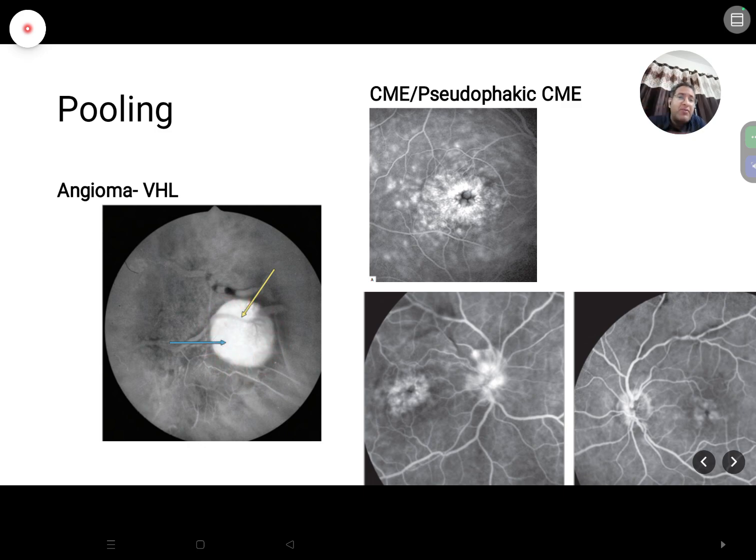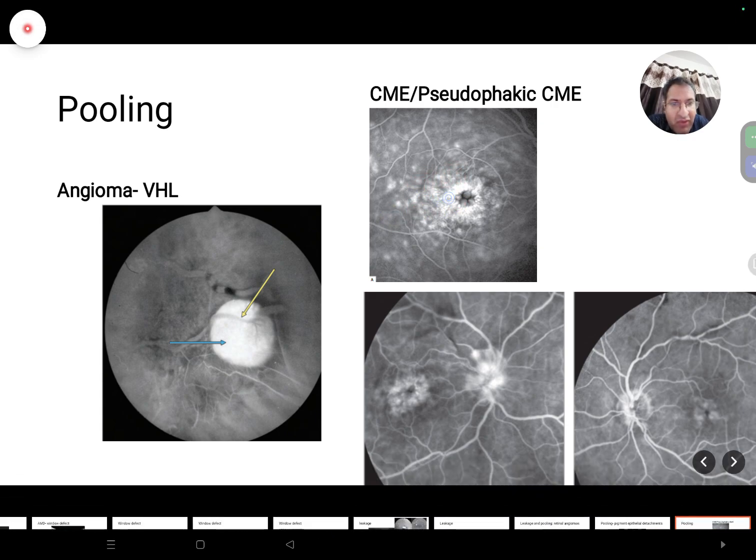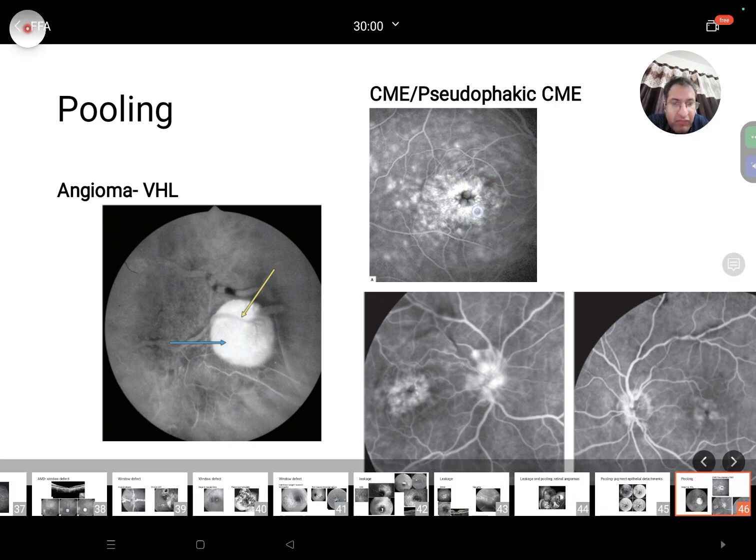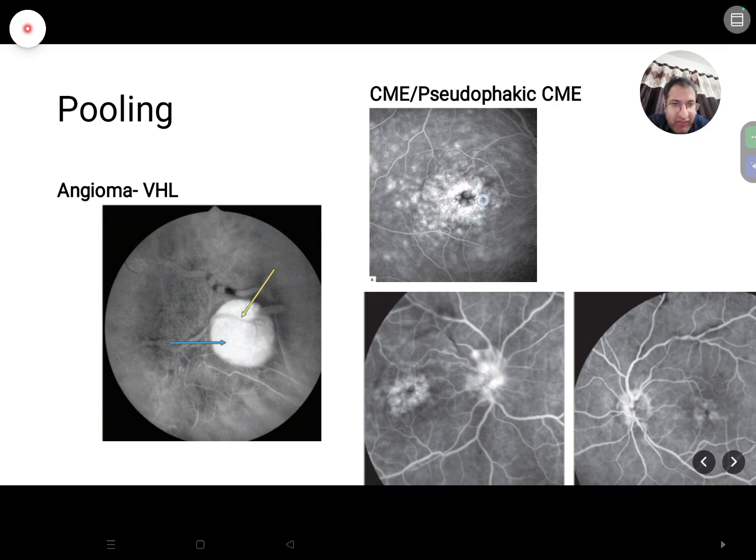The next example of pooling is CME. In CME, what happens in the late phases also? In the late phase of the angiography, we can see this typical cystoid macular edema having a leaf-like pattern, because of the Muller cell arrangement, what we call a starry leaf-like pattern. So this is the classic example of CME in the late phases of the angiography.